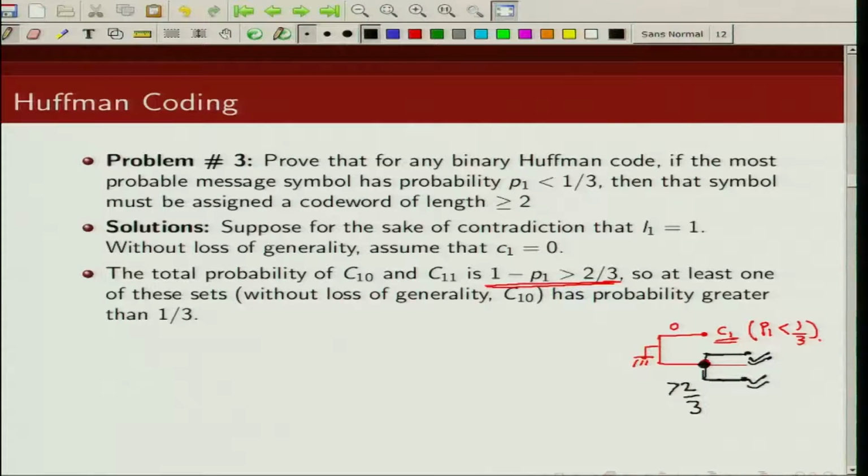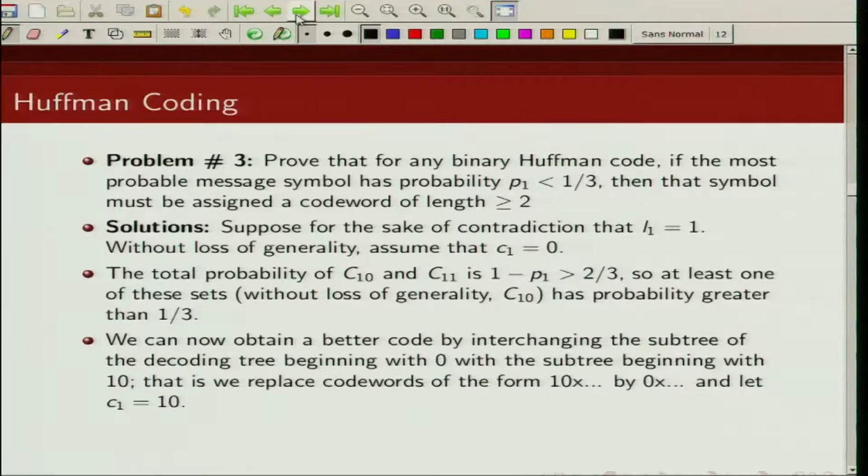If this particular node has probability greater than 2 by 3, then, calling the two children C10 and C11, at least one of them, either C10 or C11, has probability greater than 1/3. Correct? Now if that is true, then we can obtain a better code by interchanging the subtree of the decoding tree beginning with 0 with a subtree beginning with 10. Now what are we saying? We have a situation like this.